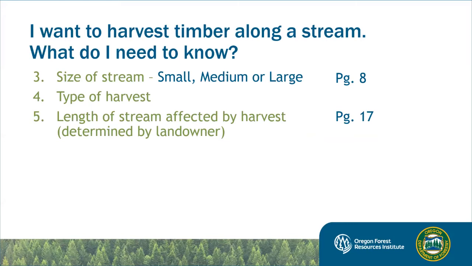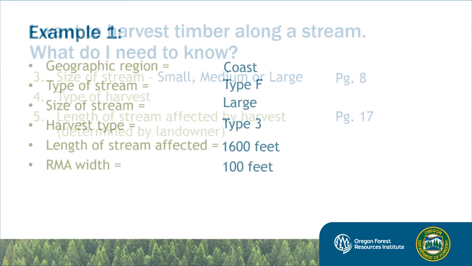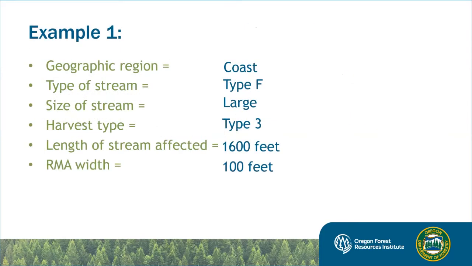You need to know the type of harvest, which we just discussed, and then the length of stream affected by harvest. And again, you can contact your local stewardship forester, and they can easily measure the length of the stream on the mapping program instead of having to go out and pull tape if it's quite a long stretch of stream. So for our example, we are going to assume we're in the Coast Range, the coast georegion. The type of stream is a type F or fish stream. The size class is large. Our harvest type is a type 3 clear cut, and we measured the stream length to be 1,600 feet.